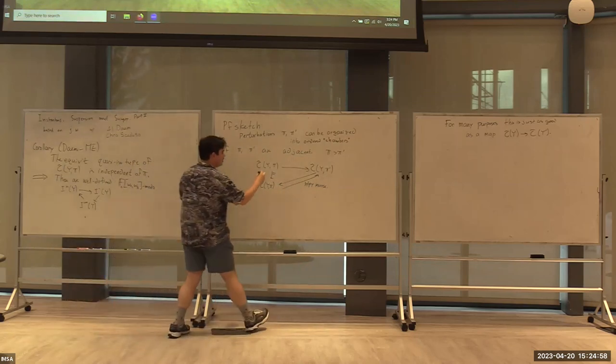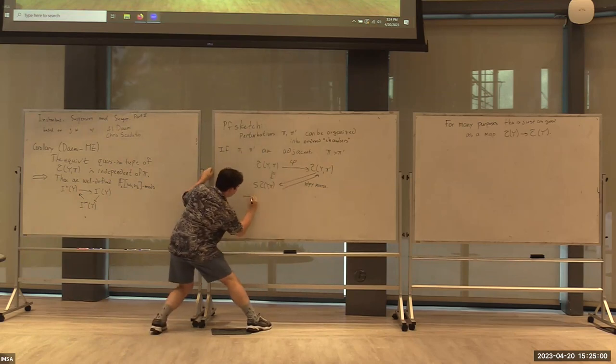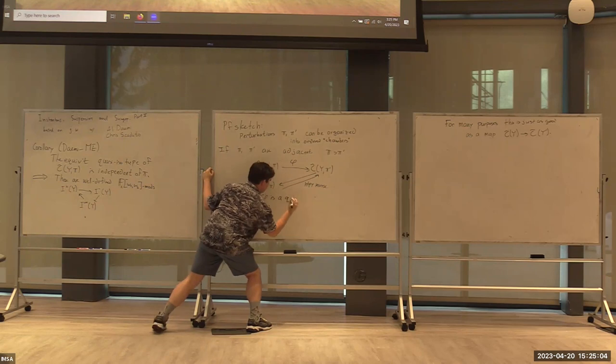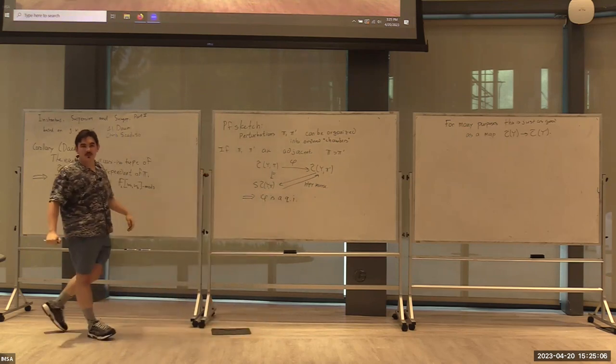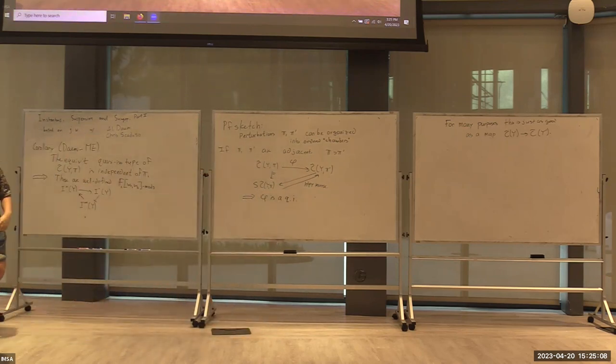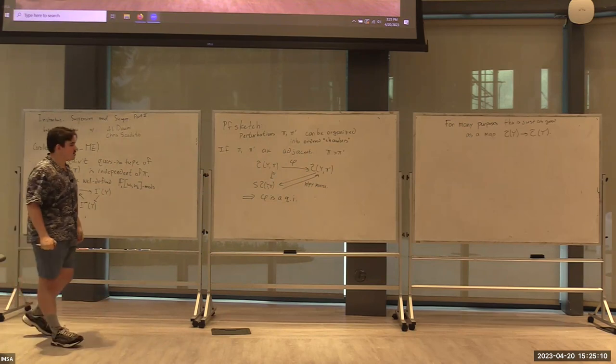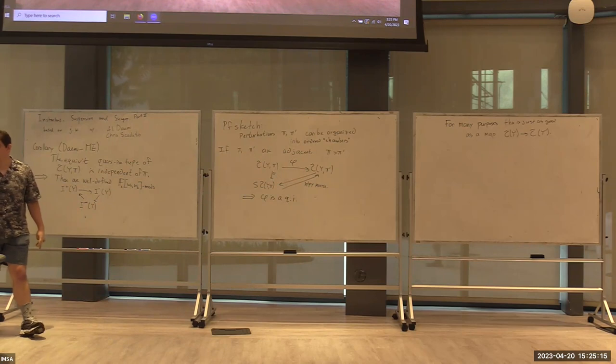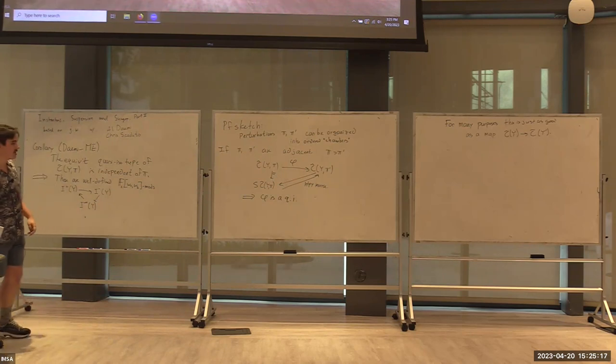And in particular, this continuation map phi is a quasi-isomorphism. All of your continuation maps are quasi-isomorphisms. And as a result, this gadget ends up being independent of that choice of perturbation, at least up to quasi-isomorphism.